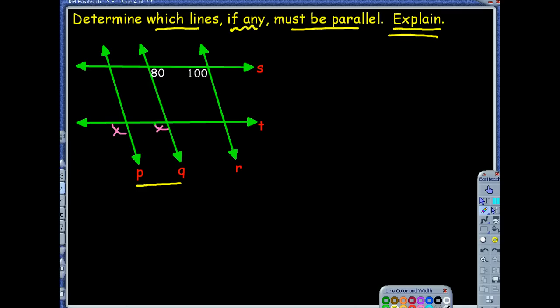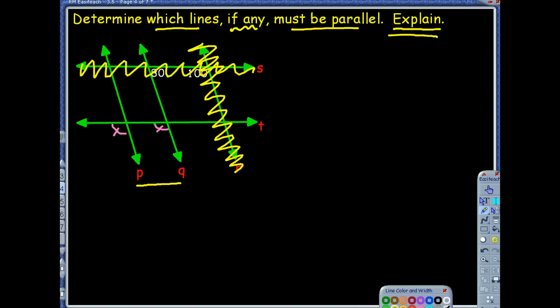So I'm covering up line R for right now, just focusing on P and Q, and I'm only looking at line T. She notices the corresponding angles, and since those are congruent, that means the lines are parallel. So I could say line P is parallel to Q. My reason would be the corresponding angles postulate converse, because I'm proving the lines are parallel. So I know I want to use one of those converse theorems.